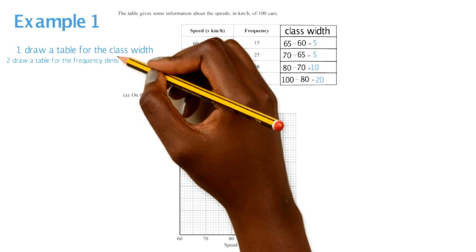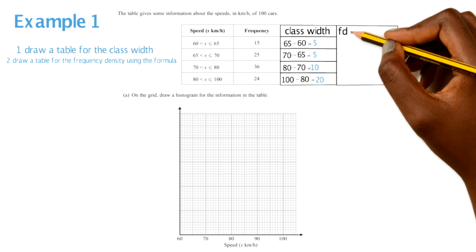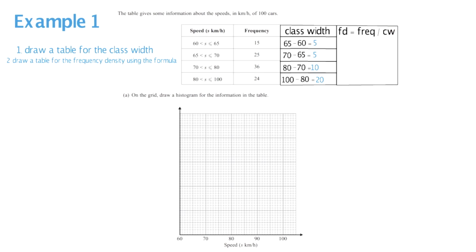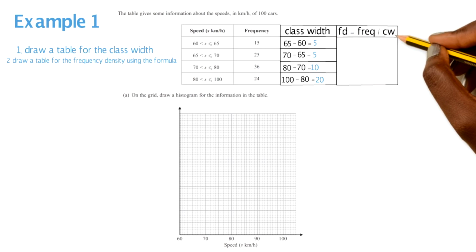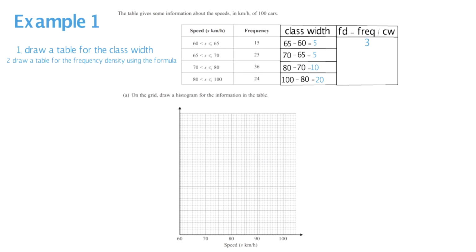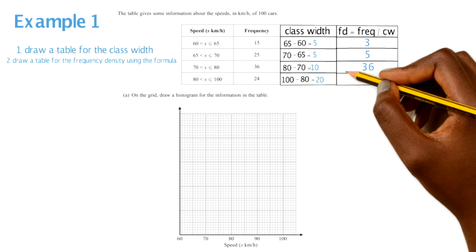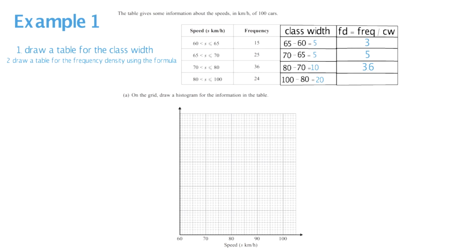Okay, so now that we've done that, you're going to draw another column next to that representing your frequency density. And remember from the formula, frequency density is frequency divided by class width. So for the first one, the frequency is 15 and the class width is 5. So you're going to do 15 divided by 5, which is 3. And you're going to do that same principle again for the rest of the columns. Once again, see if you can work these out before the numbers appear on the screen. Well done if you got that right before that appeared.